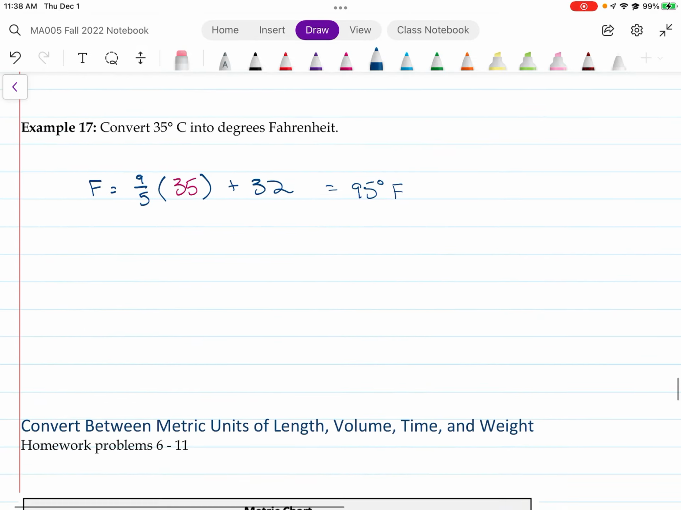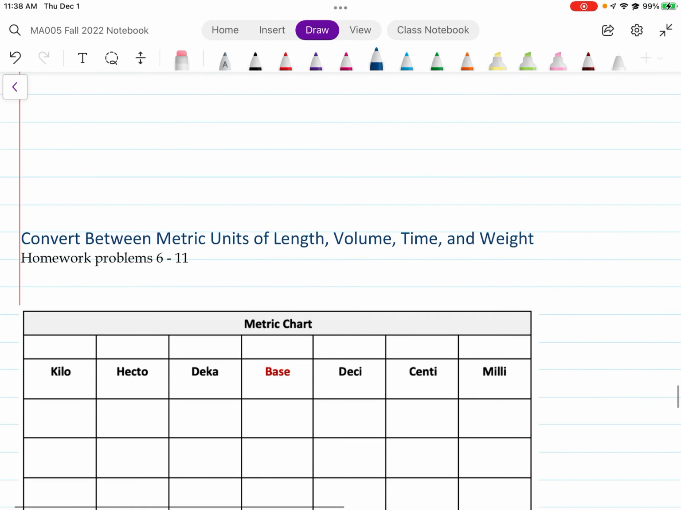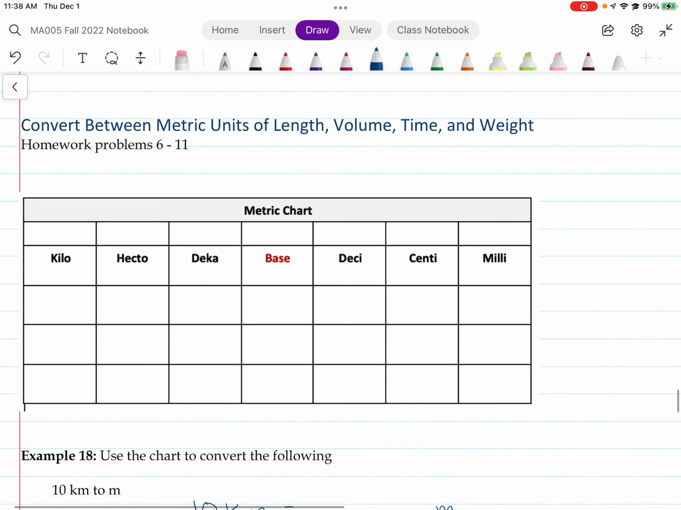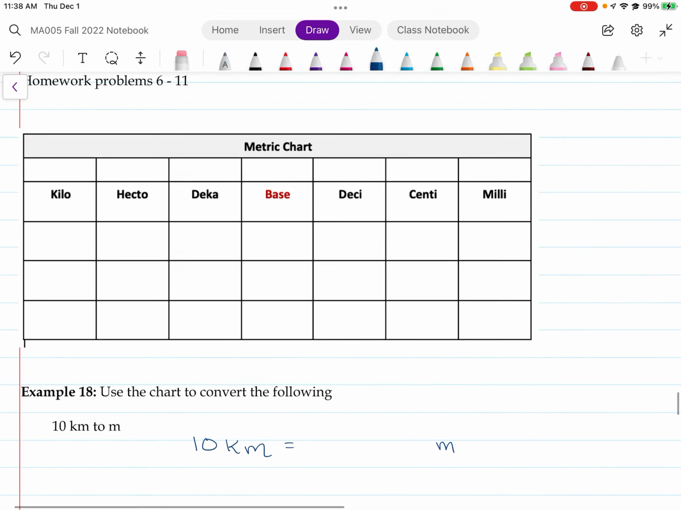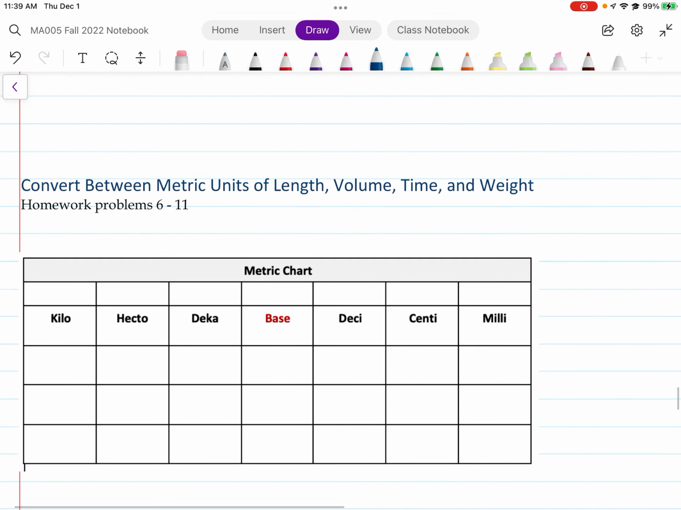Okay, so now we're going to convert between metric units of length, volume, time, and weight. I'll just continue on. Okay, so we have first to make up this chart and fill it in. All right, so what are all the bases in the metrics?